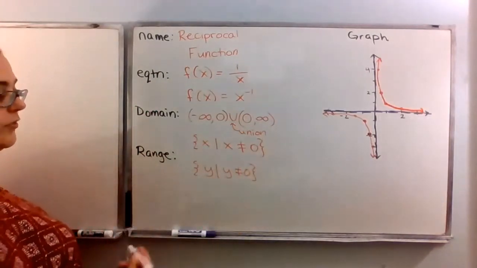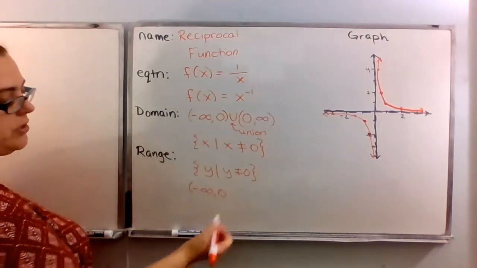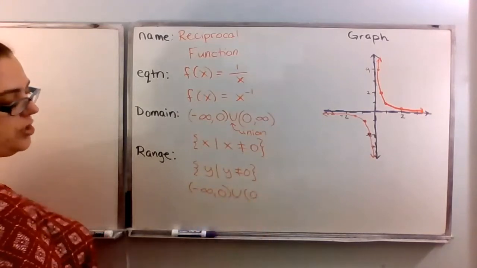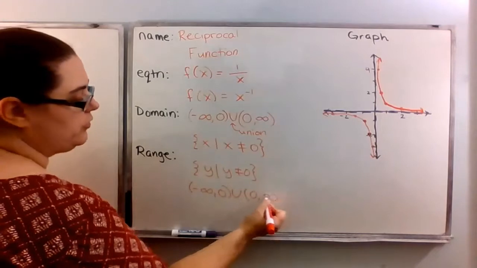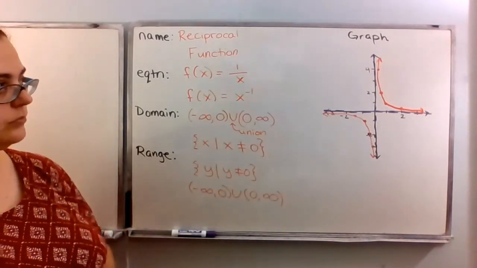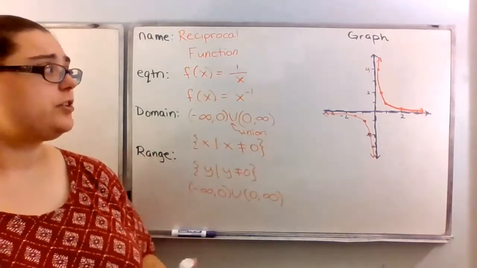Or we can use interval notation. We start at -infinity, go up to, but don't include 0. And then we pick up just after 0 and go off to infinity. So there we have it. That's our first kind of weird looking function.